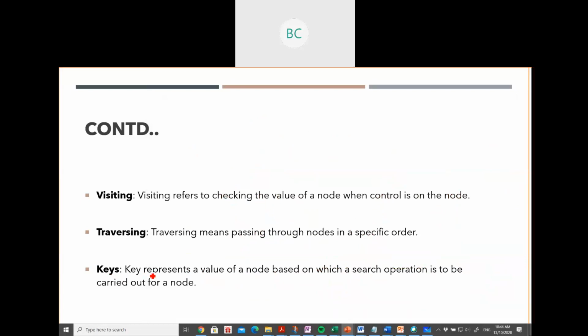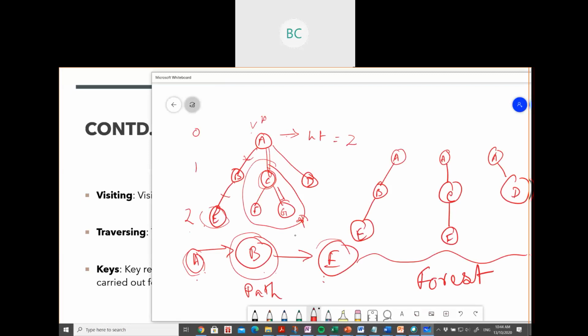Next we have key. Key represents the value of a node based on which a search operation is to be carried out for a node. So in this, where is the other node?